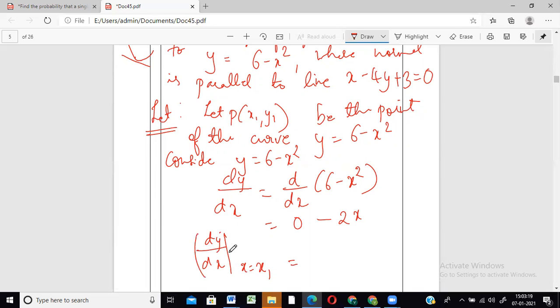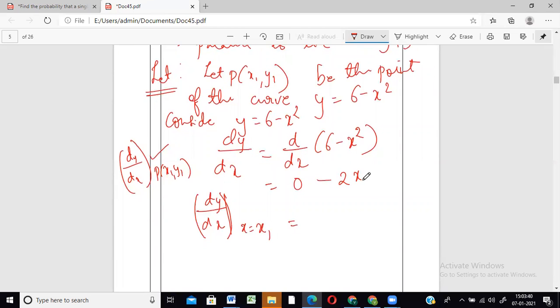You can write it like this, dy by dx, x is equal to x1, or you can also write it like this, dy by dx at P of x1 comma y1. Both ways have the same meaning. This means derivative at this point. So how do you find the derivative at this point? Where there is x, we substituted that point. So this will become minus 2 into x1. This is nothing but slope of tangent at P of x1 comma y1, which is equal to minus 2x1.